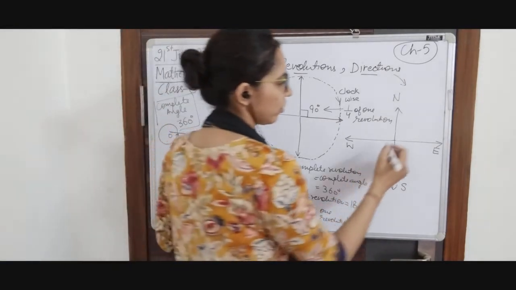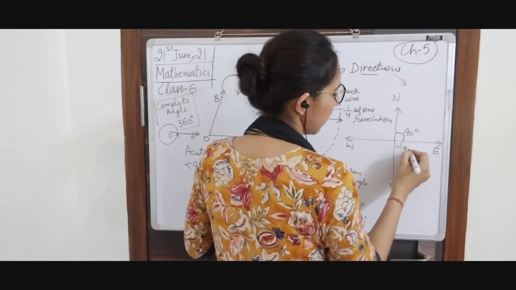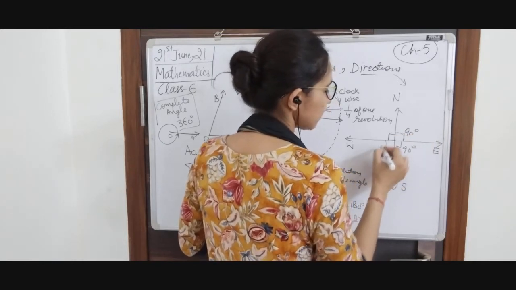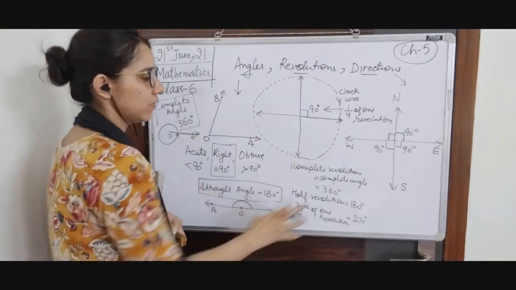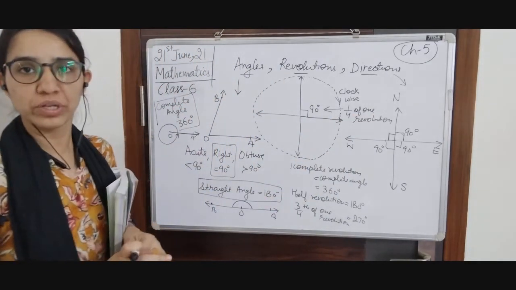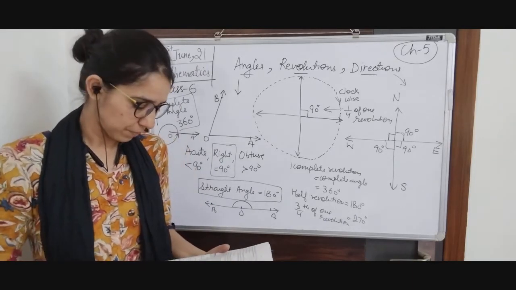And in these directions we have 90 degrees. This is 90 degrees, 90 degrees, and all of these angles are 90 degrees. So we are going to club these concepts in the questions that we are going to study in exercise 5.1.